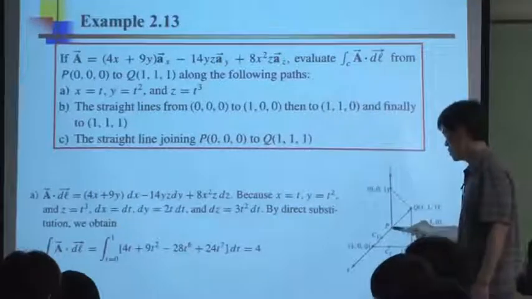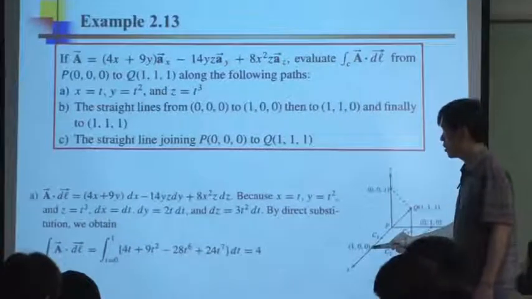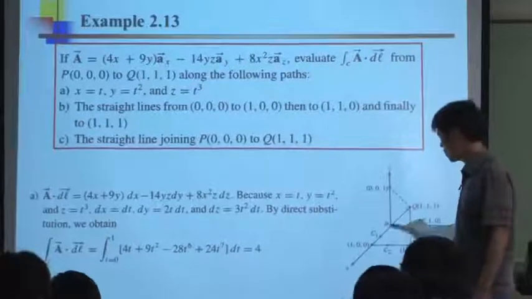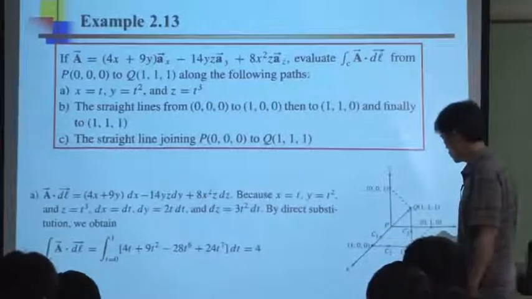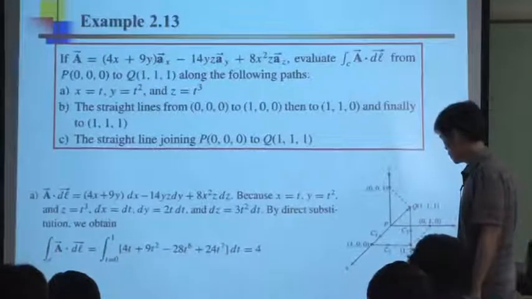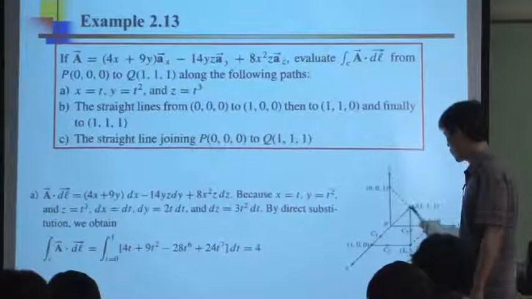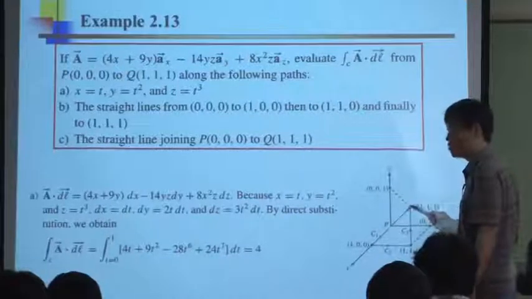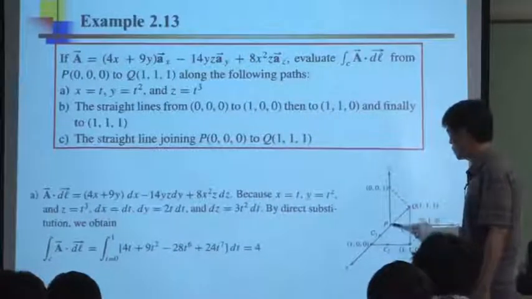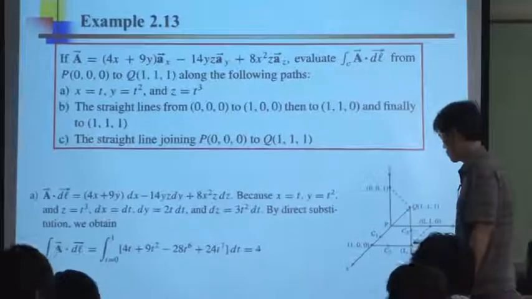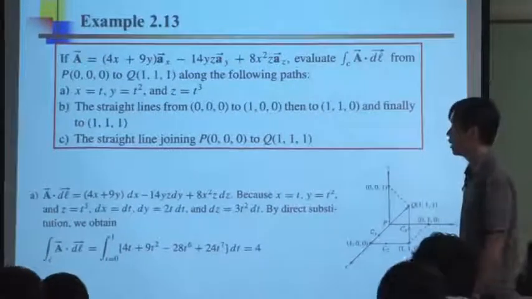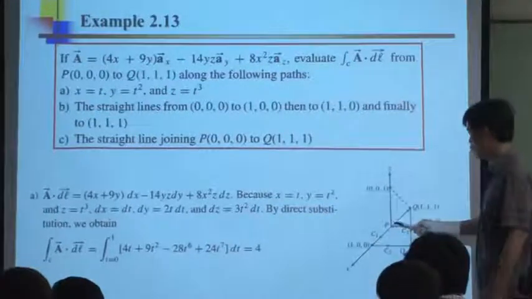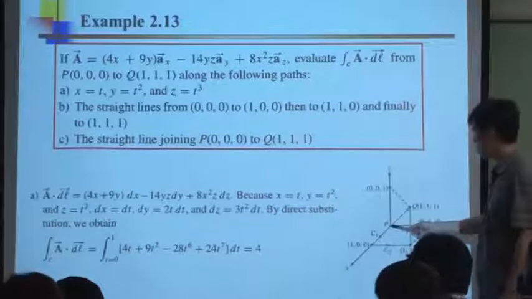So from here to here, and then go to 1, 1, 0. The 1, 1, 0 point is here. So from here to here you go, and from this 1, 1, 0 to 1, 1, 1. So this line and this line and this line. Finally you get to the destination. So from P to Q, follow this path. And another path is a straight line. From P to Q, the shortest line is this way.